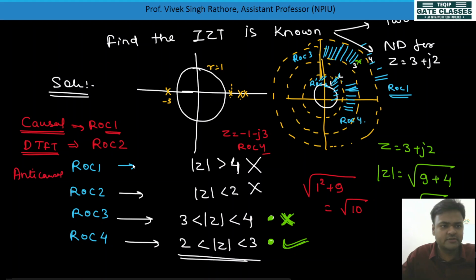Anti-causal, as I have told you in the last module also, means just the opposite of causal. So obviously the opposite of causal is ROC number 2 only. ROC number 1's opposite is ROC number 2, so we'll take ROC number 2.